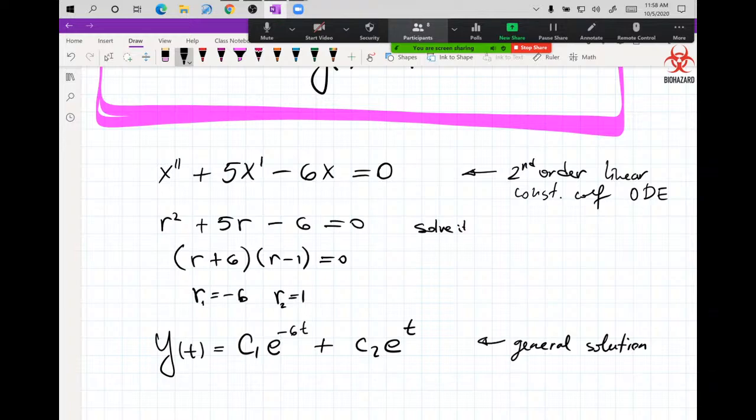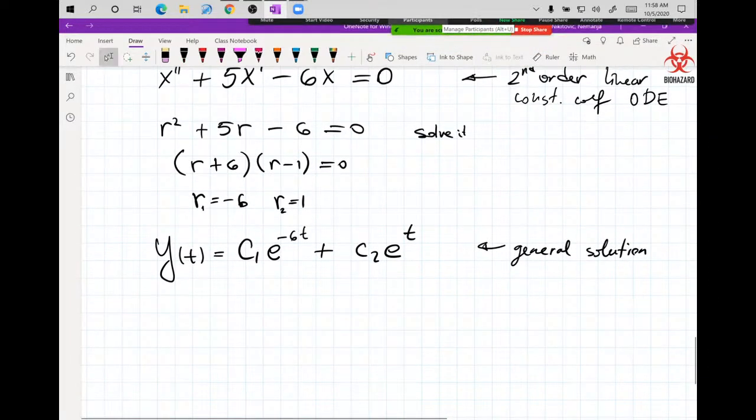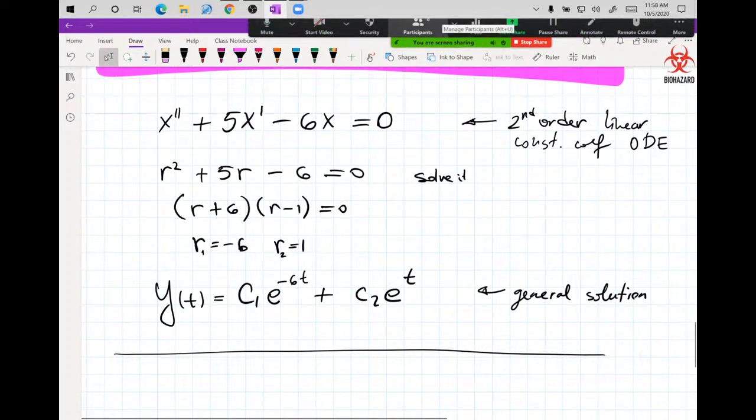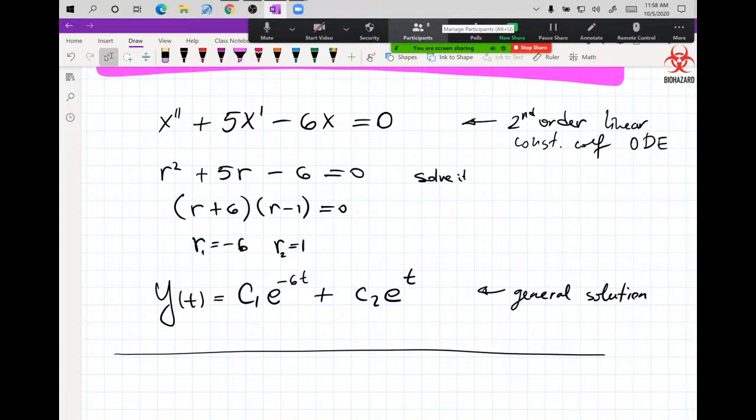Now, in the second example, I am going to provide those, and I will let you solve it, because the solution is a joke. You replace with r squared and r, and then you solve the quadratic. But then I would like to see if you can figure out how to plug in the conditions to come up with the C1 and C2.